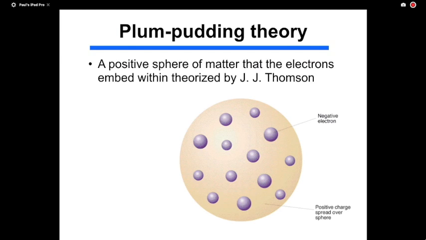Now, at the theory stage, any scientist can come up with a theory. It's an idea of how things are put together. When scientists come up with a theory, what is the next step? You have to test it. And that's where scientists get excited because they go into the lab. They do an experiment.